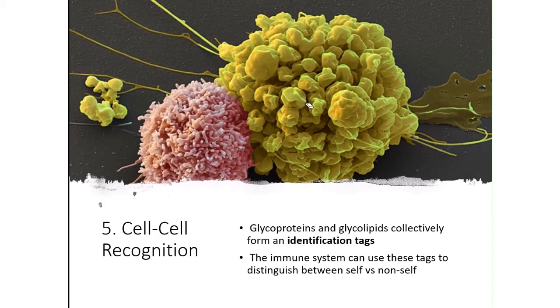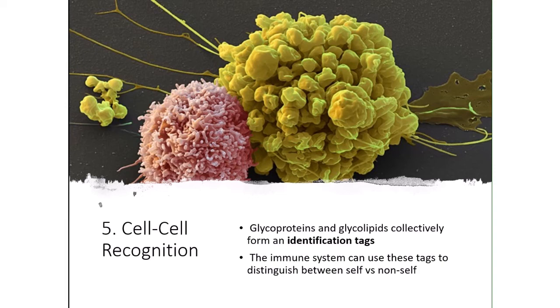The glycoproteins and glycolipids on these foreign cells do not match the ones in your body, so your immune cells will be able to identify them, and then they are going to attack. So if this system is messed up, it could end in one of two ways.